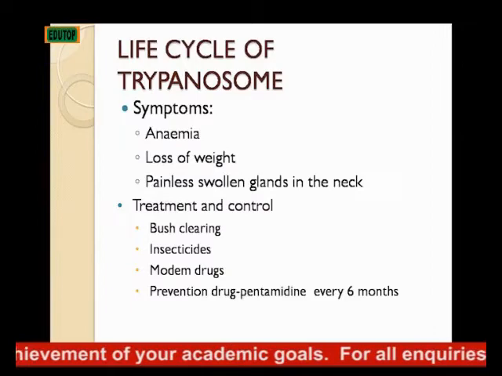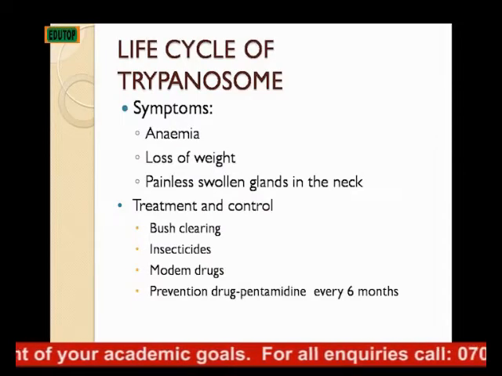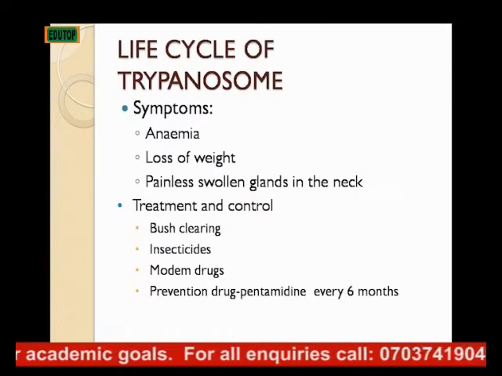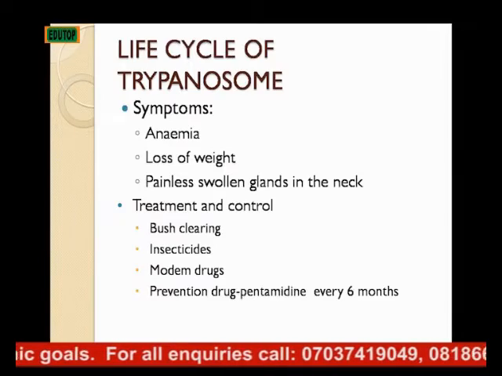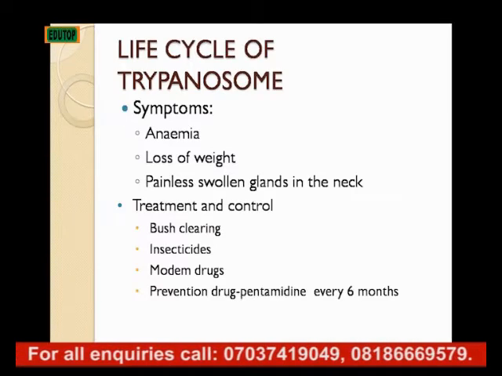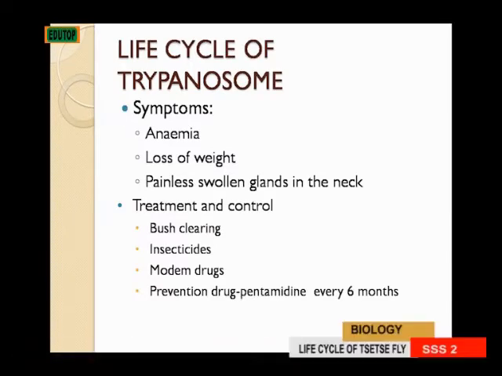The symptoms of Trypanosome include anemia, that is loss of blood, then loss of weight, painless swollen glands in the neck. How do you treat Trypanosome? By clearing the bush around, by applying insecticide, by using modern drugs, then by using prevention drugs such as pentamidine every 6 months for your cattle, so you prevent the invasion of Trypanosome.